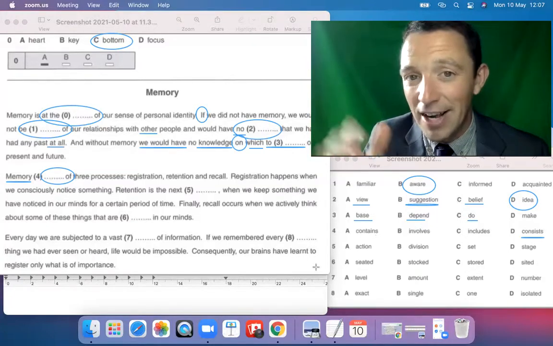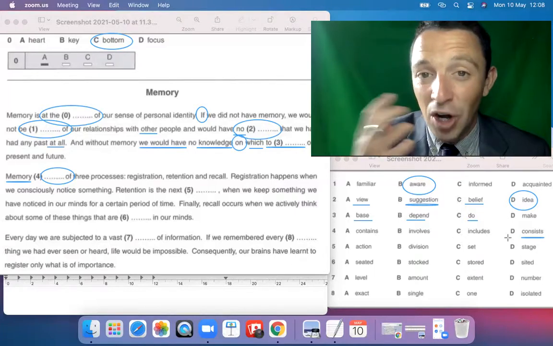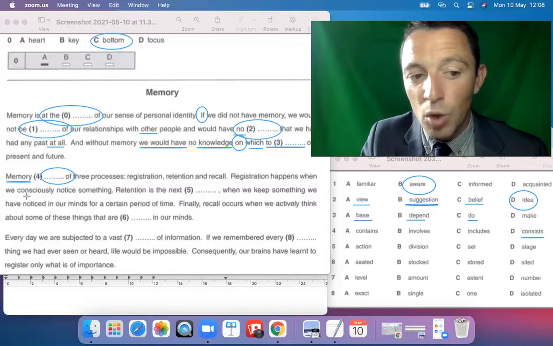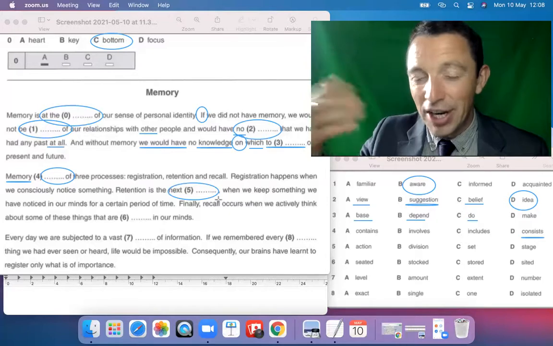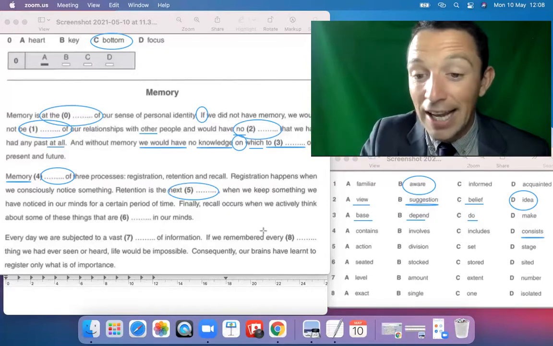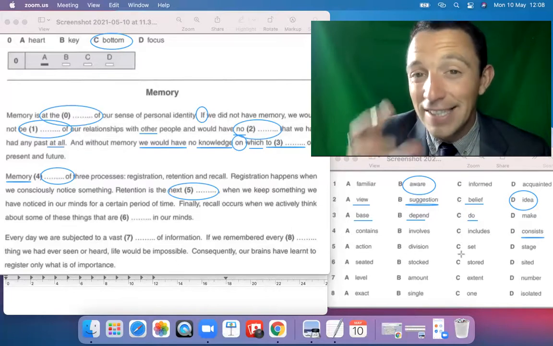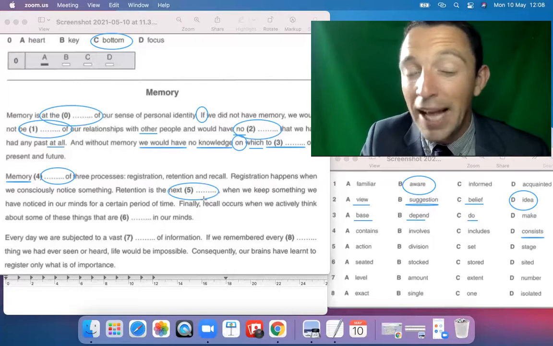So it's very clear, consists of. It's a little advanced, but the significance is the content, okay? Registration happens when we consciously notice something. Retention is the next. So I suppose the key here is the next something: next year, next day, next week, next action, possibility, next division, maybe, next set or collection, maybe, next stage, maybe. So it depends what we're thinking about.